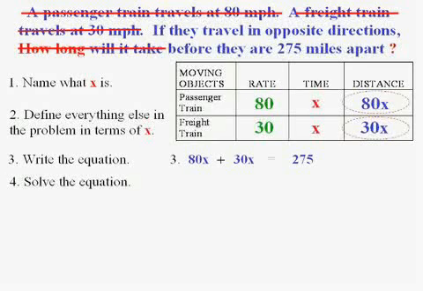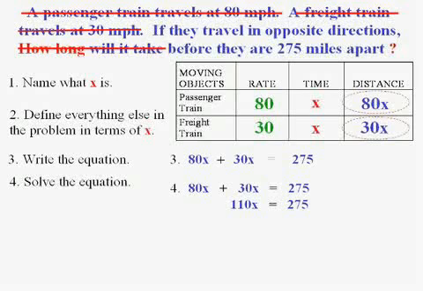Now let's solve this equation. Let's add like terms: 80x and 30x is 110x. And solve for x by dividing both sides by 110. And I get that x is 2.5. Now that's x.